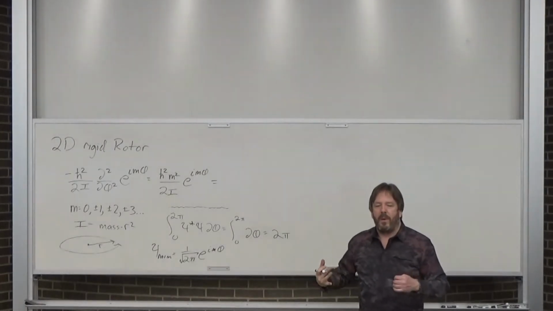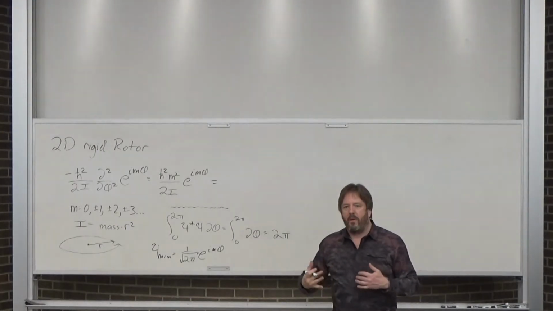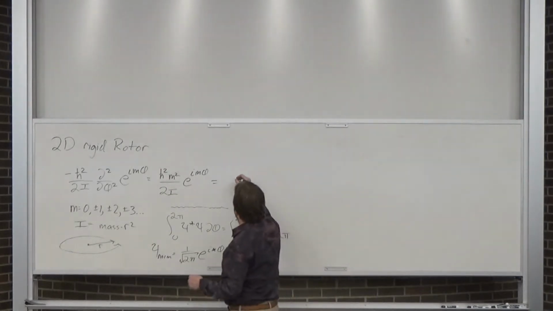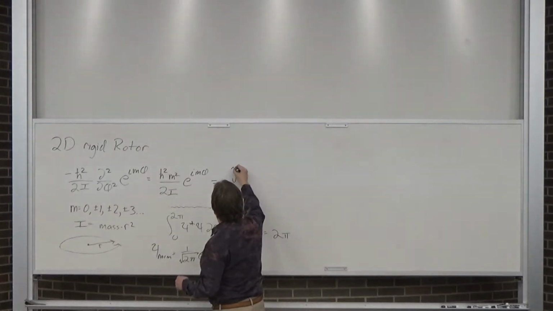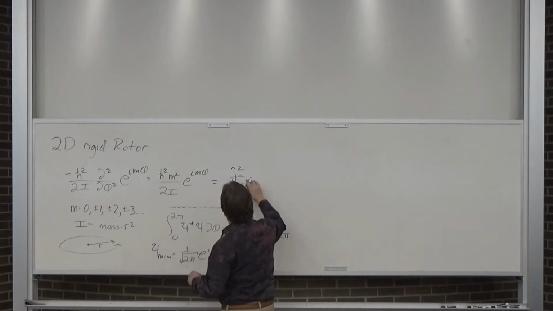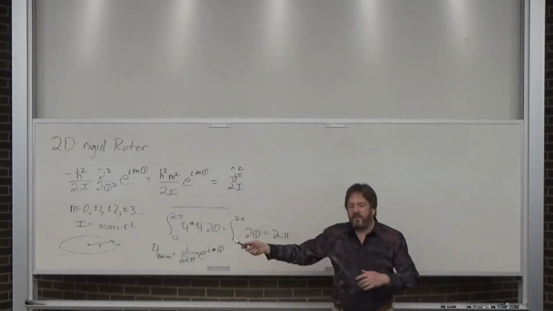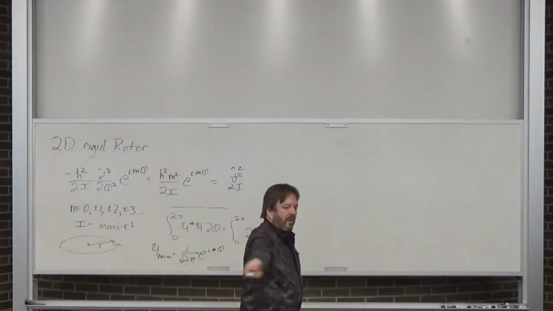P is linear momentum. Here, we have angular momentum squared over 2, not m, but I for moment of inertia. So I can say that this is J squared over 2I. Now remember, that's Jz, not the J, but a Jz.